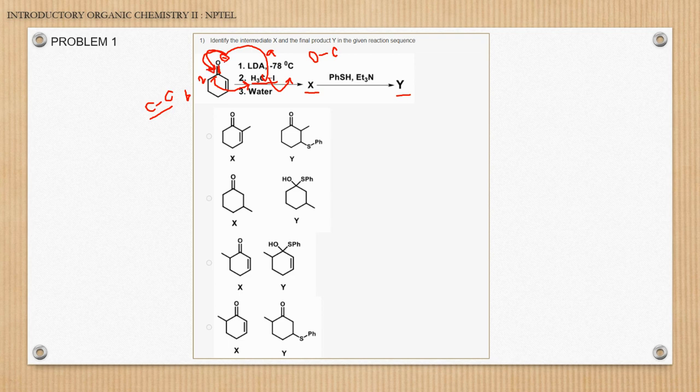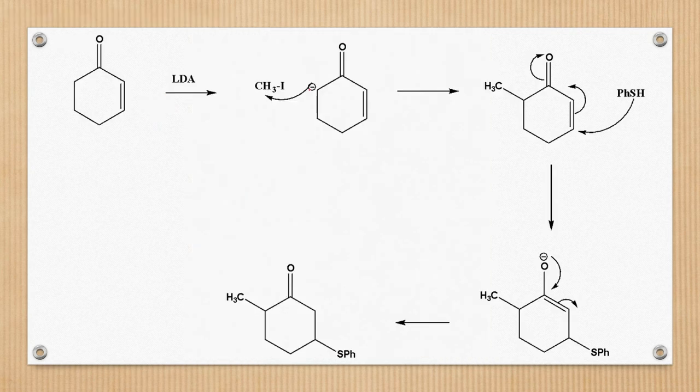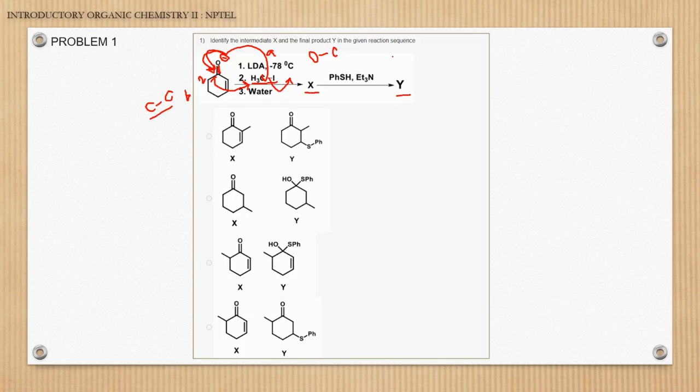It will come down through resonance, and then this C2 is going to attack. So the nucleophilic position is going to attack the electrophile. So here what will happen? LDA first abstracts the proton from the alpha position of your ketone, and then it will attack the methyl iodide. So this methyl group is getting substituted here. Now X is sorted. So here there would be a methyl group connected at the C2 position in X.